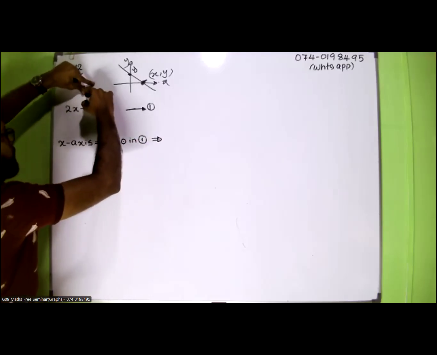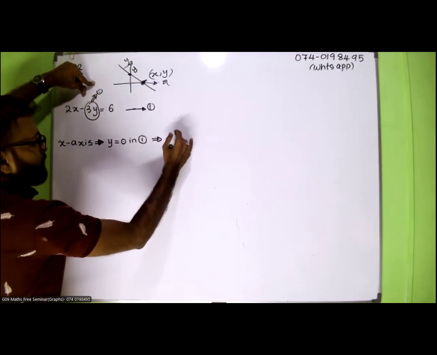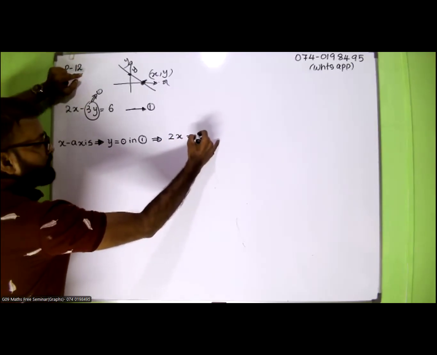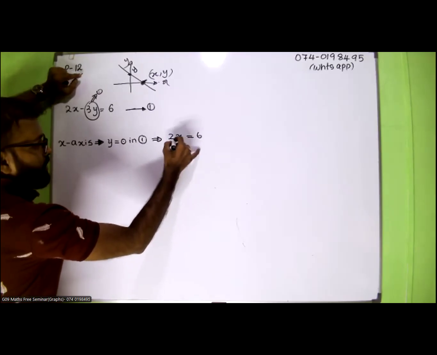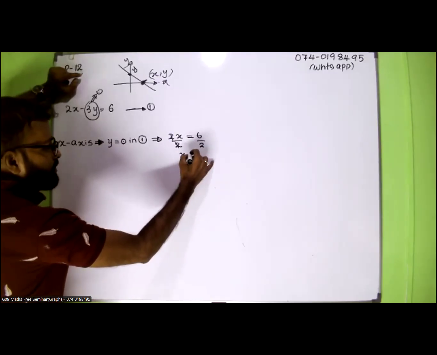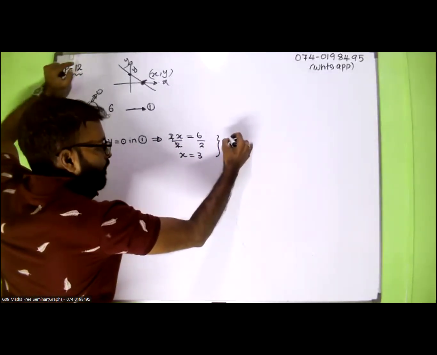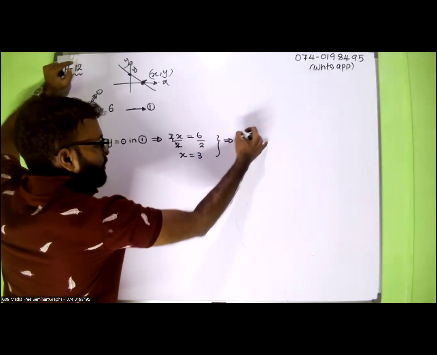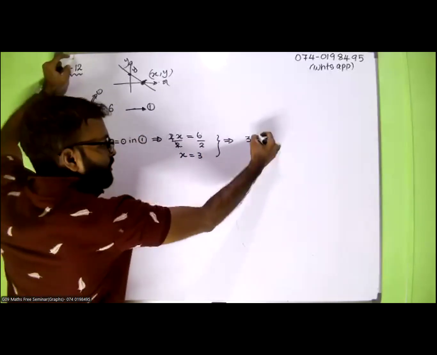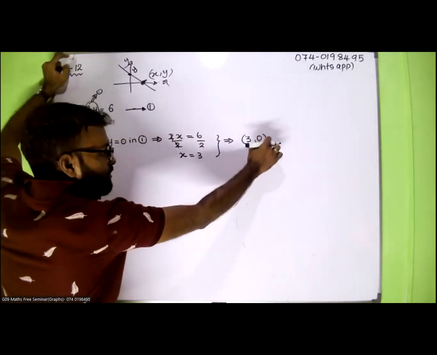If this y term becomes 0, so shall I write it? No. This whole term becomes 0, 2x equals 6. So divide both sides by 2. x equals 3. So what is the intersection point then? X value is 3. Y value is 0. So the x-axis intersect at the point 3, 0.